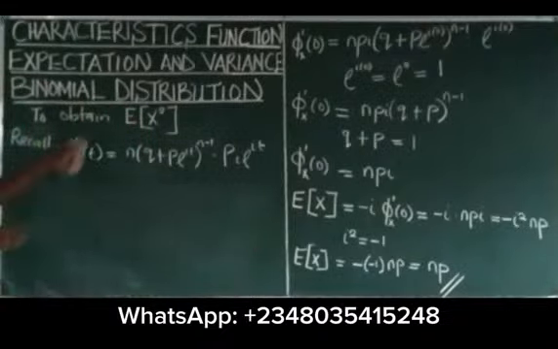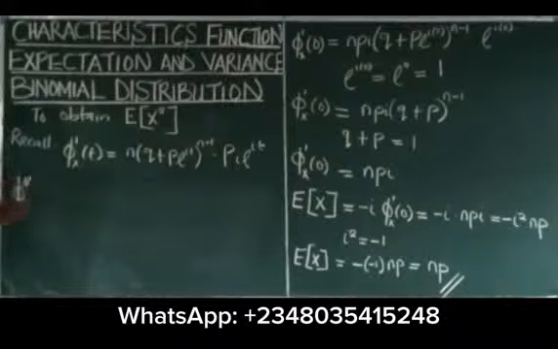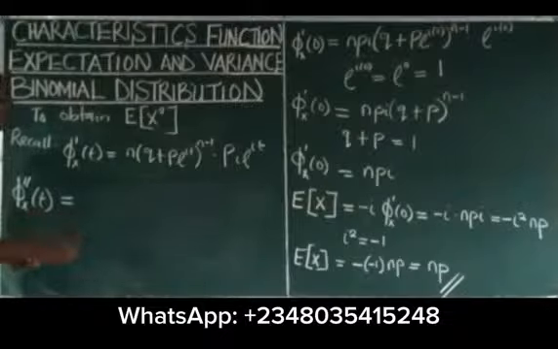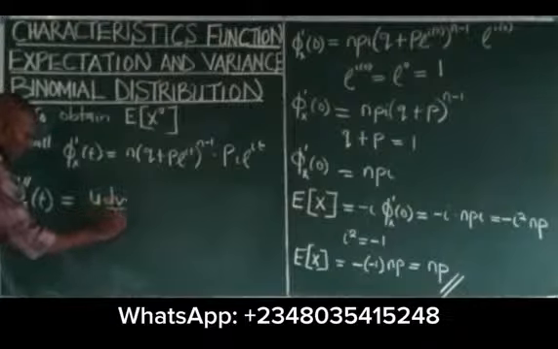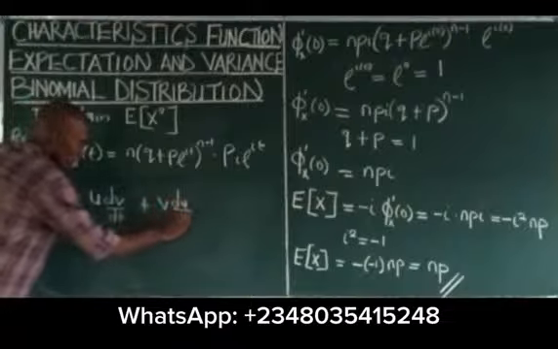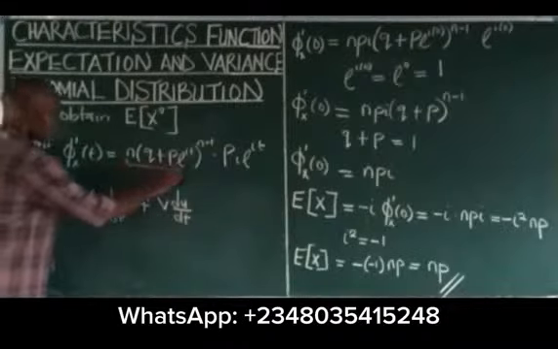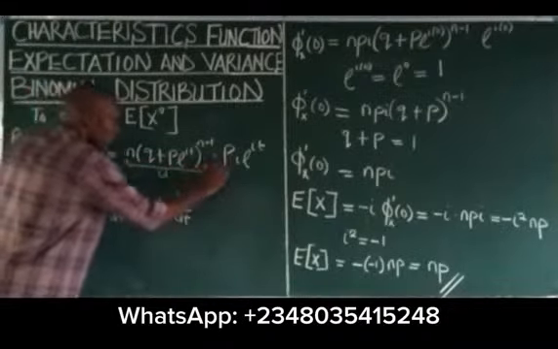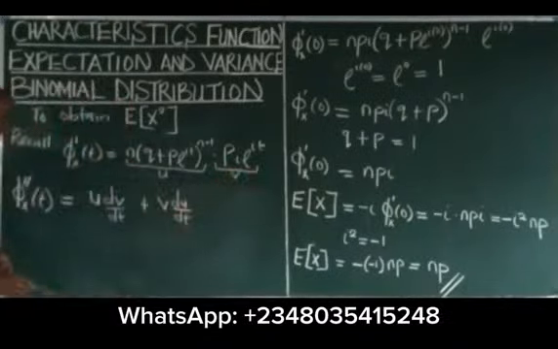So to obtain the expected value of x squared, like I said, we'll have to find the characteristic function, the second derivative of x at t. What we need to do is use what is called the product rule of differentiation. That product rule states that u dv over dt, because we are differentiating with respect to t, plus v du over dt. Of course, this is our u and this is our v. So all we need to do is to take the second derivative.